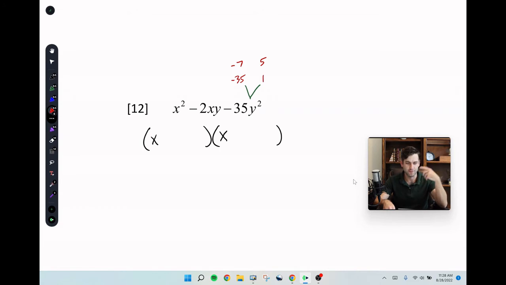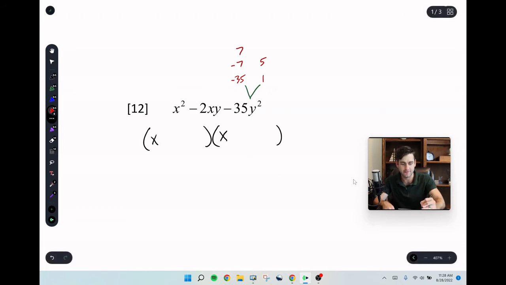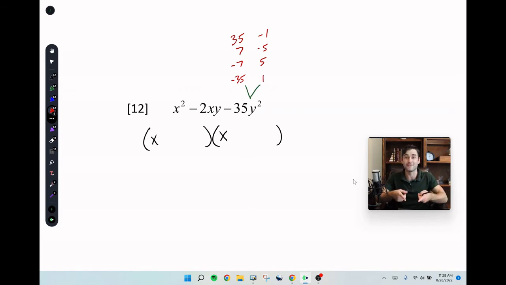7, we're back to 7 already? So those are the only 2 terms, I guess. Because then we get back to 7 and we get 7 comma -5. And then we get all the way back to 35 and -1. If I missed any, let me know. But I actually already see the one that's going to work in my brain. But we got to hold up.